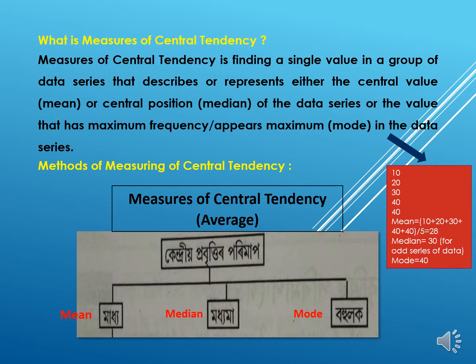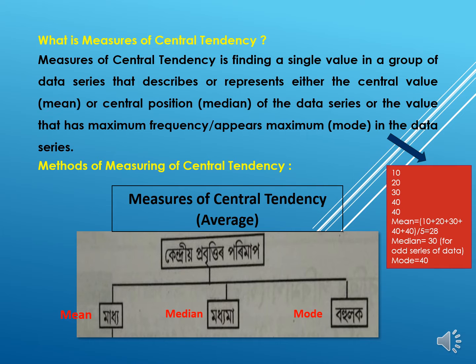Median is the central data value. Here in the 5 data 10, 20, 30, 40, 40, the 30 is the middle value which divides the data series into two equal parts. One half having smaller value than the median value and another half having higher value than the median value. Here it is 30.